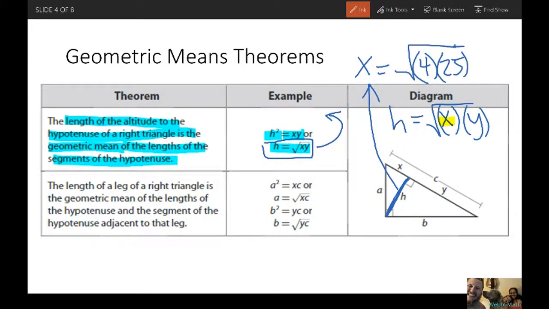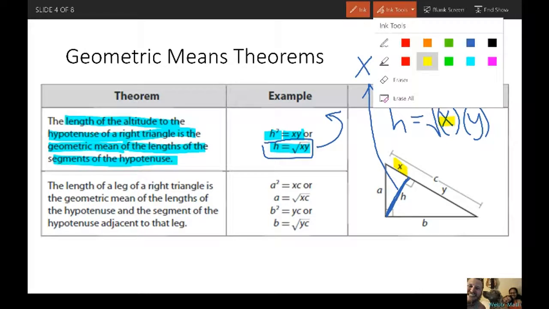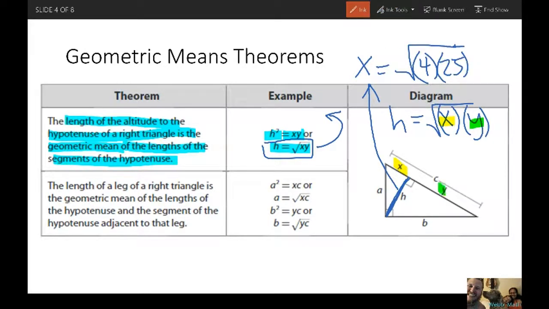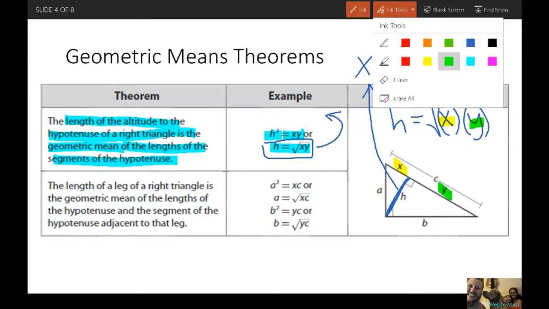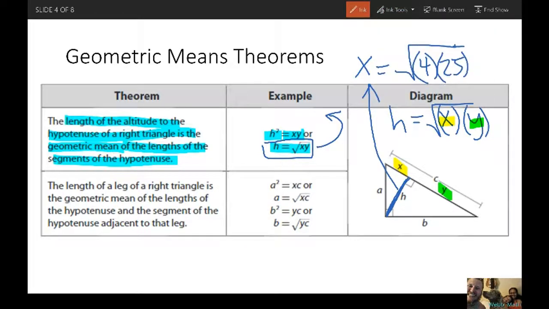And x is here, and y is here. Now, the other theorem, or part of it, is that the length of a leg of a right triangle is the geometric mean of the lengths of the hypotenuse and the segment of the hypotenuse adjacent to that leg. What does it mean?